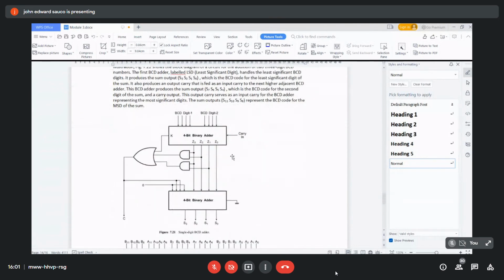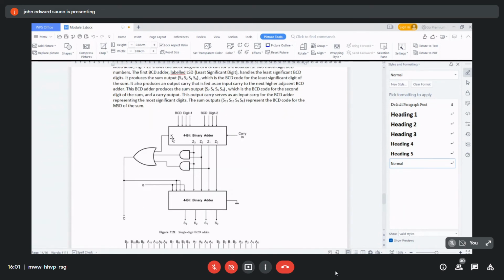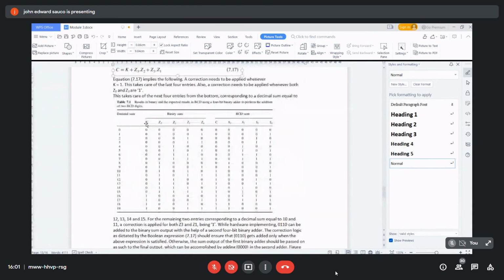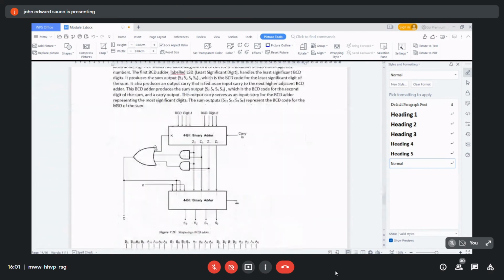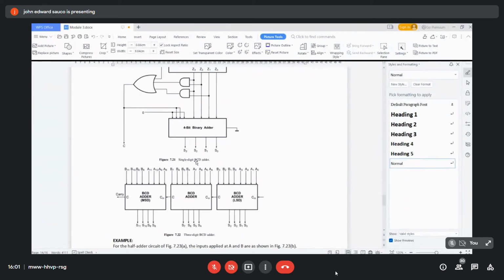Okay, so ito yun. So, may 4-bit binary adder tayo. And then 4-bit binary adder. Carry in. Ayan. So, ito yung BCD1 mo, BCD2. So, ayun yung K. Dito sa formula ng Boolean expression na yan. Then, ito na yung carry. Okay? So, single digit BCD adder yan. Okay? So, pag 3 digit, magiging ganito na siya.